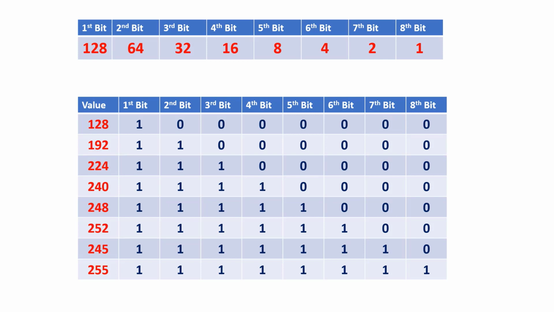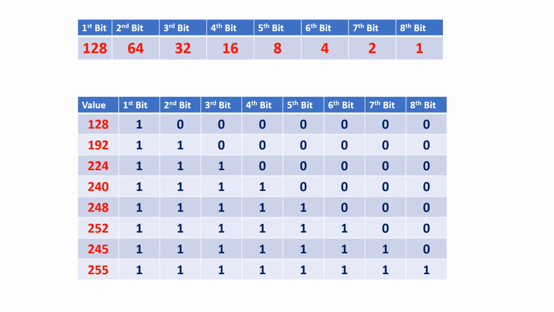This is how to read it. Now if we have the first 3 bits in the octet turned on and the remaining are off, this is how to count it: 128 plus 64 plus 32, and this gives you 224, and so on and so forth.